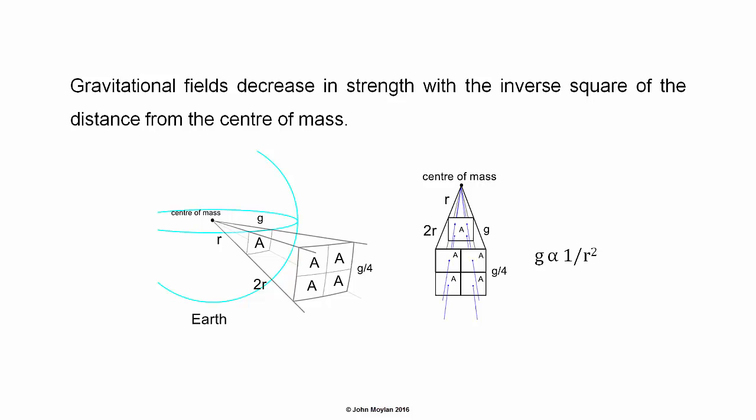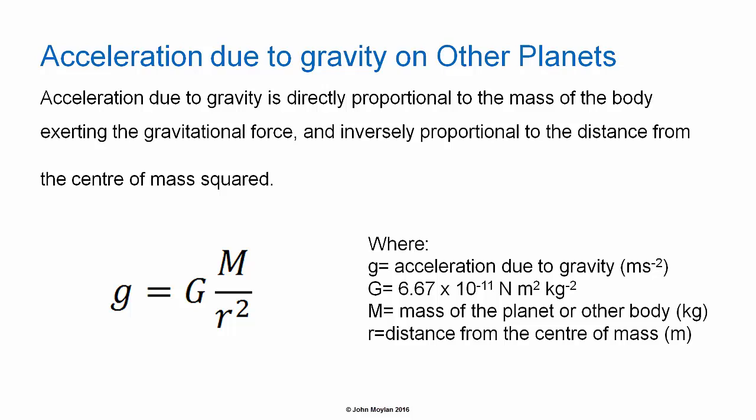Gravitational fields decrease in strength with the inverse square of the distance from the center of mass, and this is because the field strength decreases with the surface area of a sphere. So therefore we can write acceleration due to gravity is proportional to 1 on r squared, where r is the distance from the center of mass in meters.